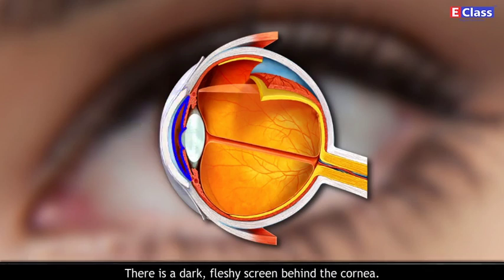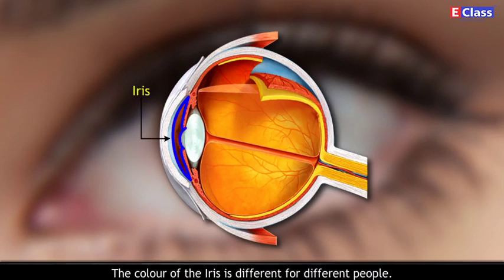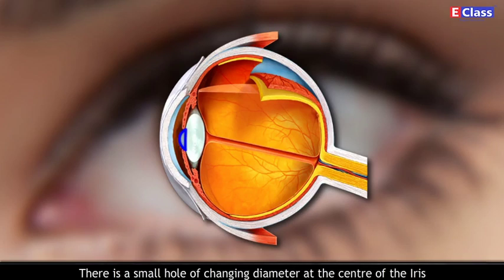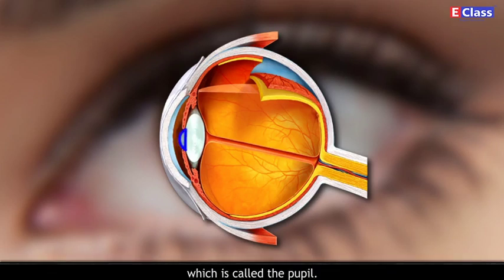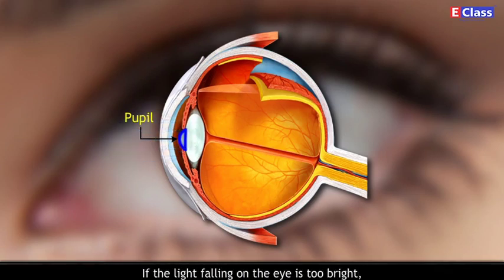There is a dark, fleshy screen behind the cornea. This is called the iris. The color of the iris is different for different people. There is a small hole of changing diameter at the center of the iris, which is called the pupil. The pupil controls the amount of light entering the eye. If the light falling on the eye is too bright, pupil contracts, while if the light is dim, it widens.